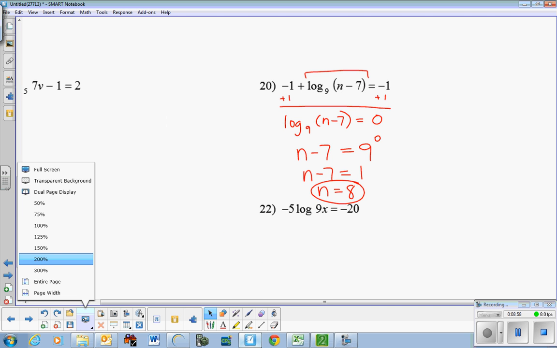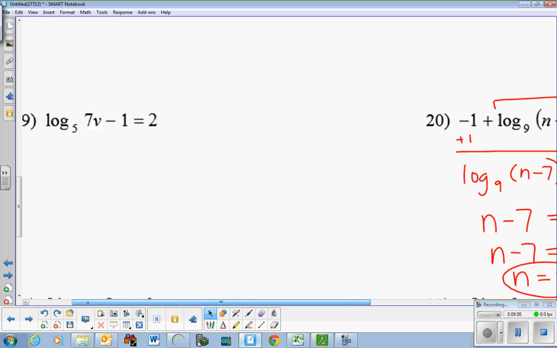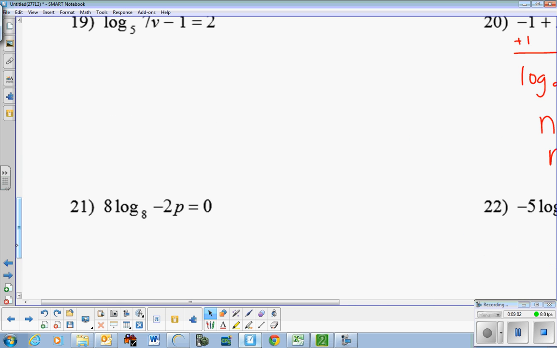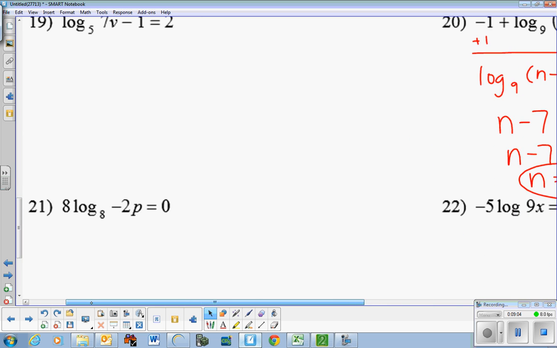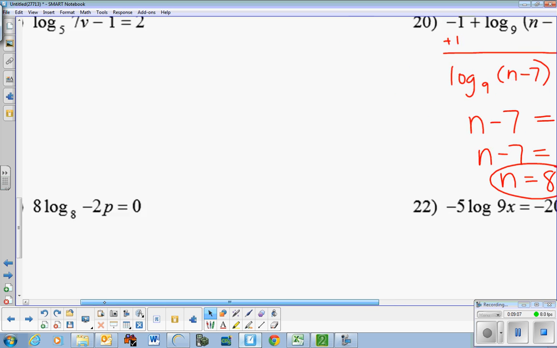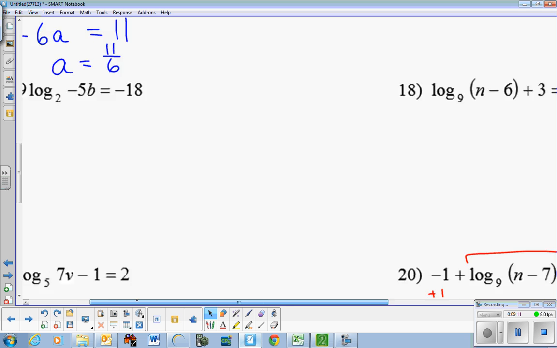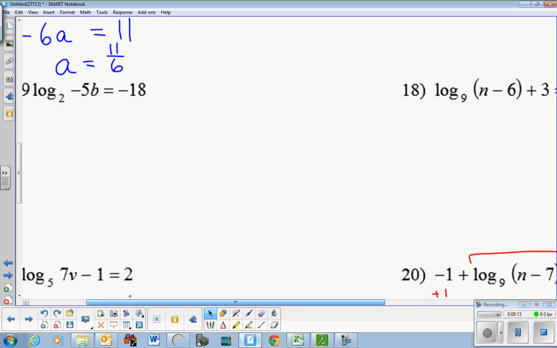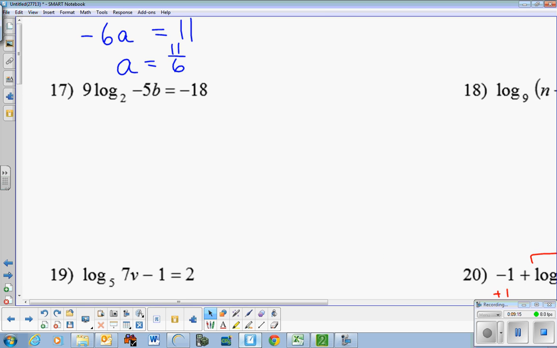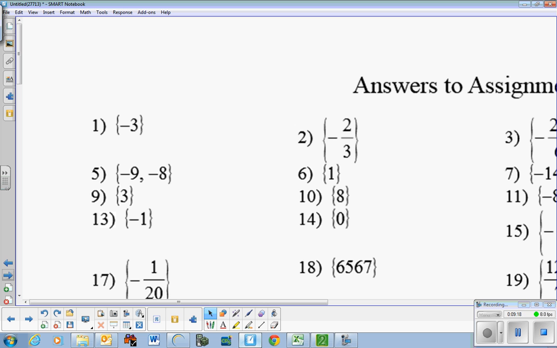So there are more around. Just pick any of those numbers. I'd say pick a couple of these towards the end: 21, 22, 17, 18. Pause and write them down if you want a little bit of extra practice. And then here is a key for all of those.